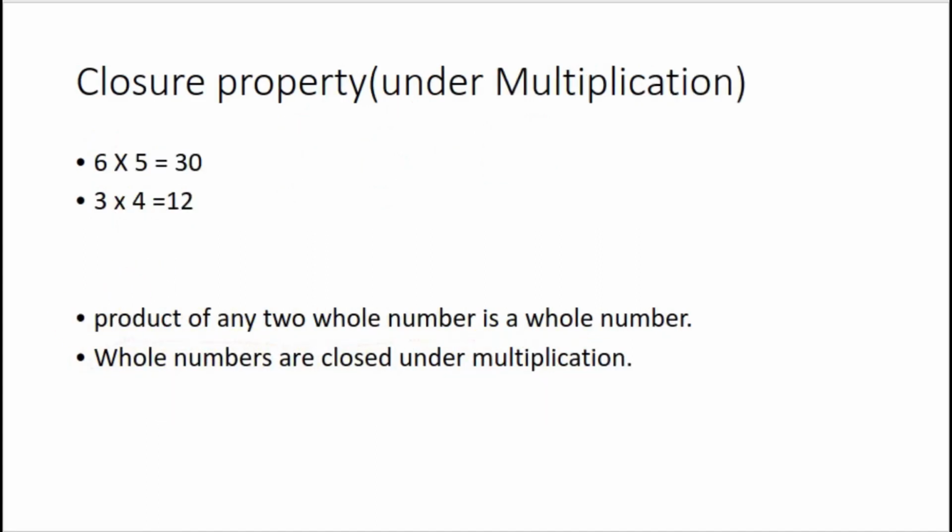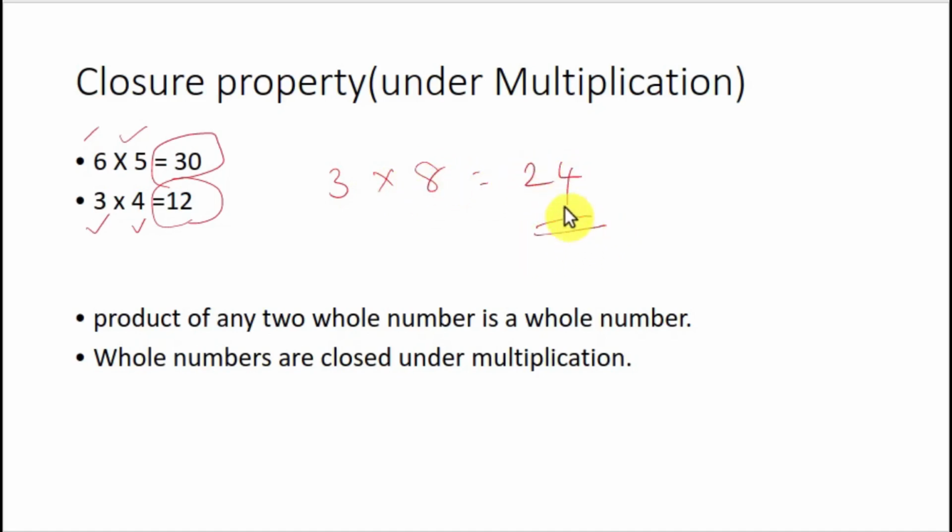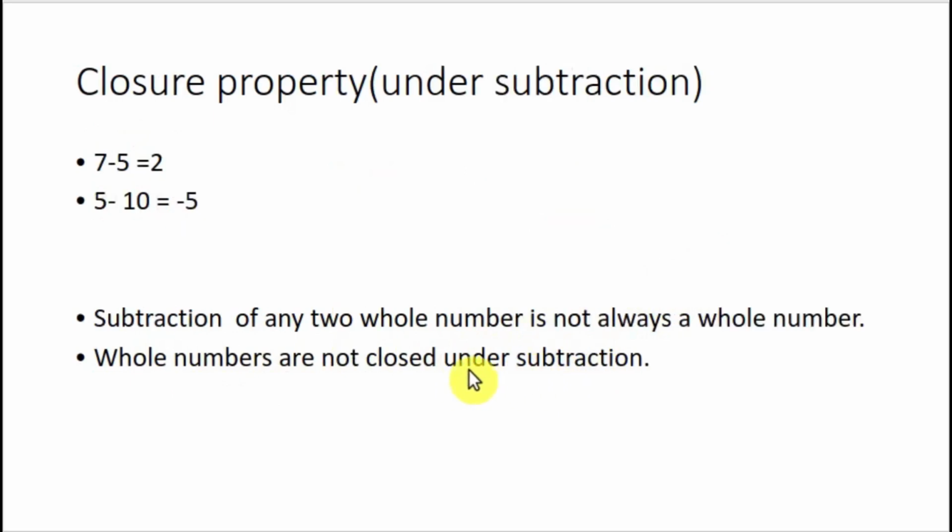Okay. Next, closure property under multiplication. When we are multiplying two whole numbers, we get a whole number. The product is also a whole number. Any number, 3 into 8, 24 is a whole number. So the product of any two whole numbers is a whole number. So whole numbers are closed under multiplication.